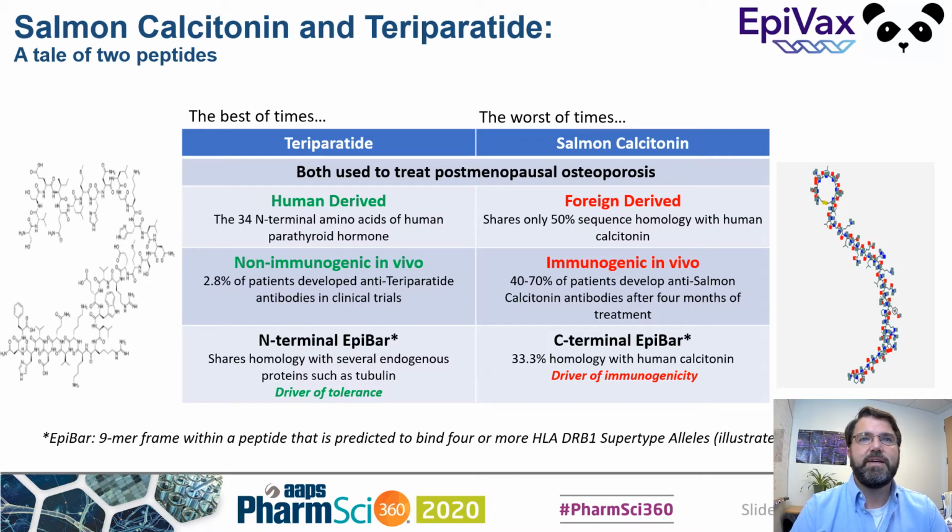Both of these two peptides contain a feature that we identify in our in silico analysis called an EpiBar. An EpiBar is a 9-mer peptide frame that is predicted to bind 4 or more of the HLA supertype alleles, and we'll show you that in just a second. While they both have this EpiBar, we believe that the teriparatide EpiBar is actually promoting tolerance due to its cross-conservation with the human genome. However, the salmon calcitonin one is in about the most foreign region of the peptide compared to the human calcitonin, and in this case we think it's driving immunogenicity.